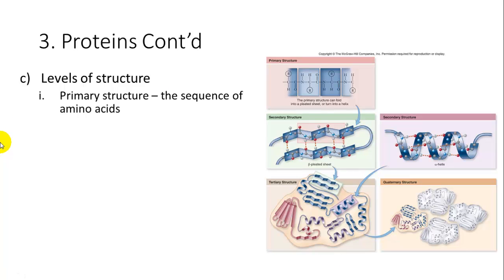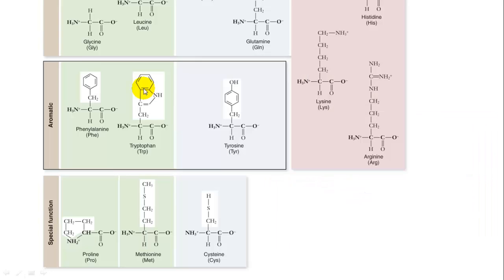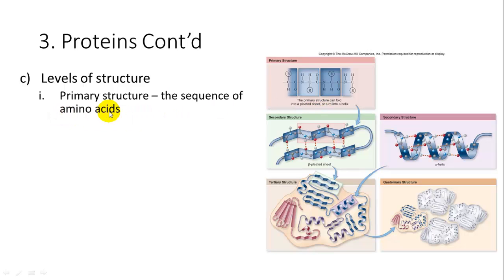Now, there's different levels of structure when you start putting these together. The primary structure is just the sequence of amino acids. So you may have a protein that's 4 amino acids long, and it's made of 2 phenylalanines, then a tryptophan, and then a lysine. Okay, so that's the primary structure.